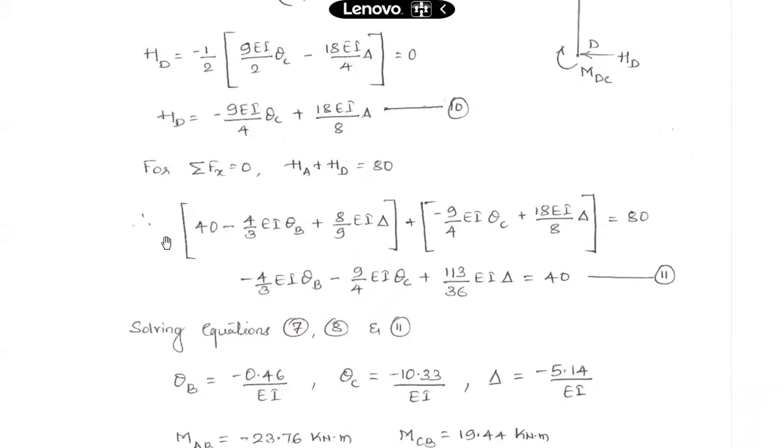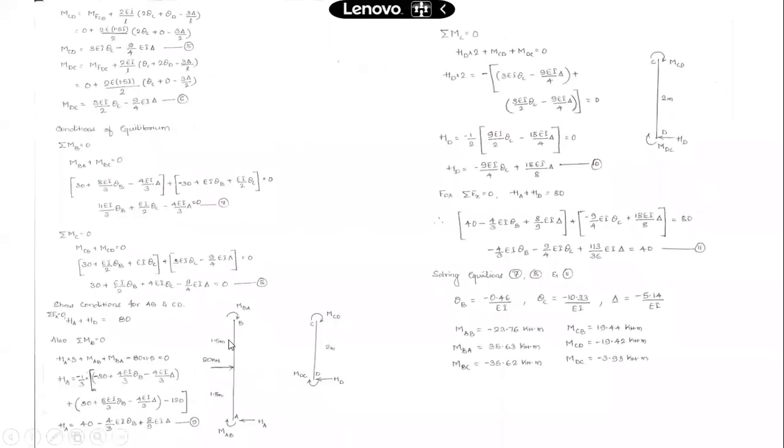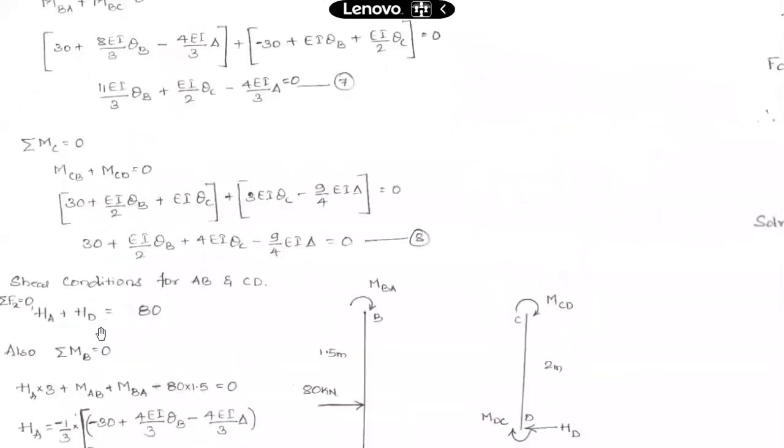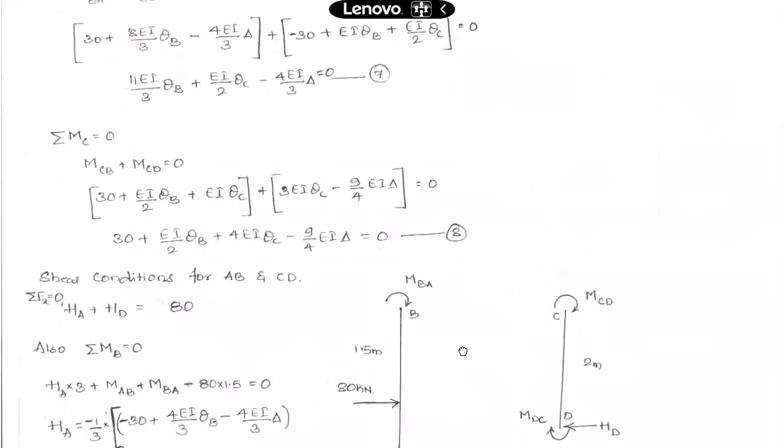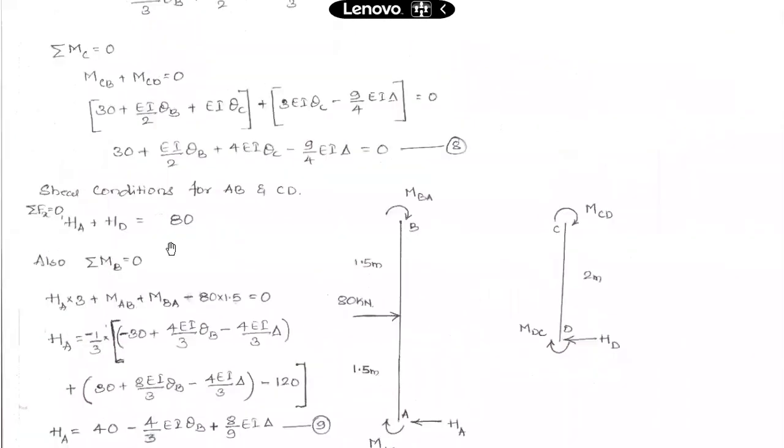Okay, the shear condition which we have written for the entire frame. This was the shear condition here for the entire frame. What it says is HA plus HD should be equal to 80. So now you will take this equation and substitute for our HA and HD.